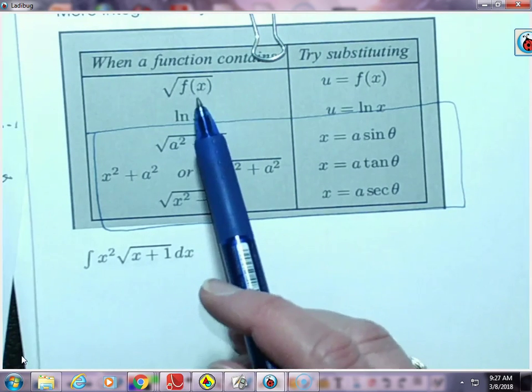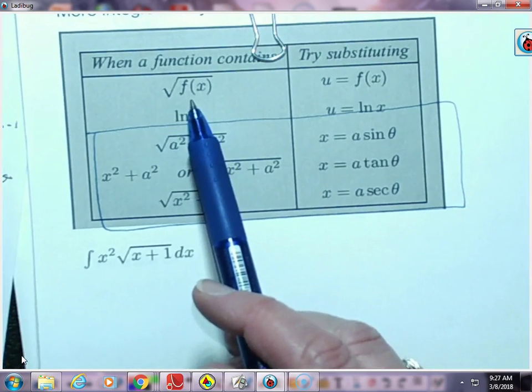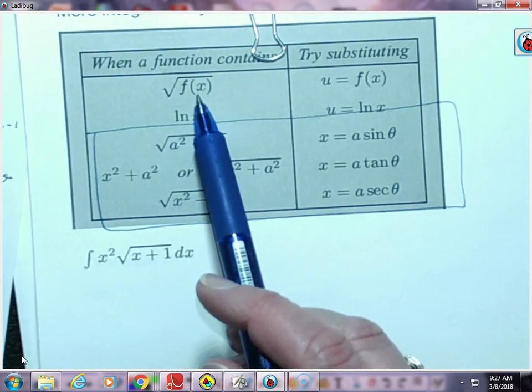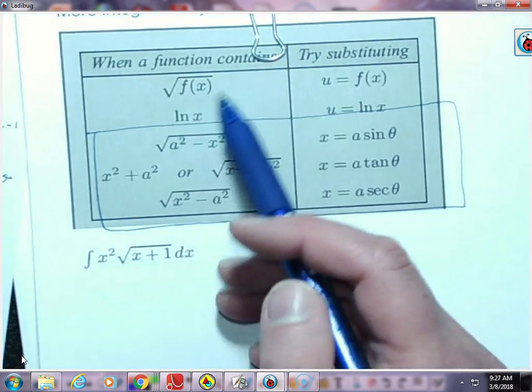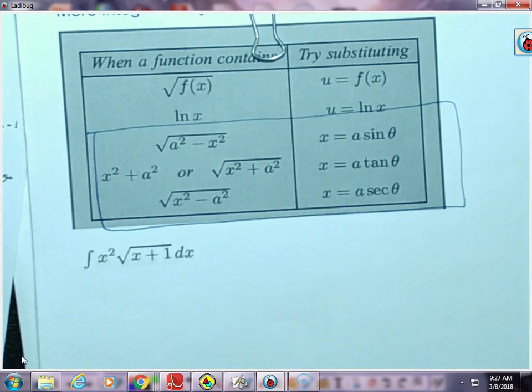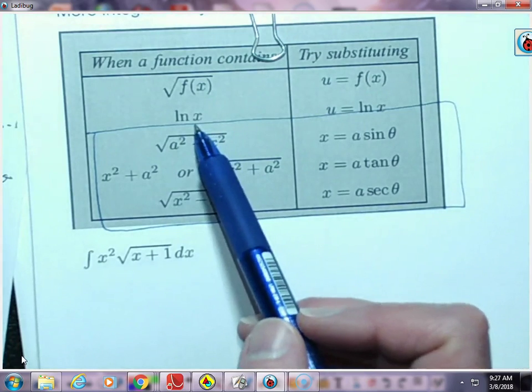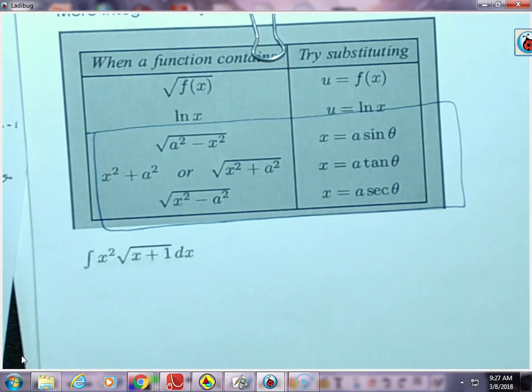So really, you're kind of familiar. Usually if you have something to a power, then that's what you pick for u. So having a square root of something, that's kind of telling you whatever's under the square root is probably going to be your u. If ln of x is there, it's usually a good idea for that to be your u.